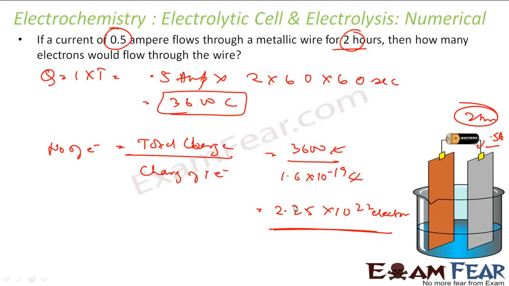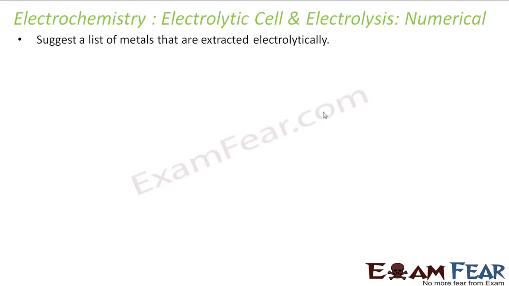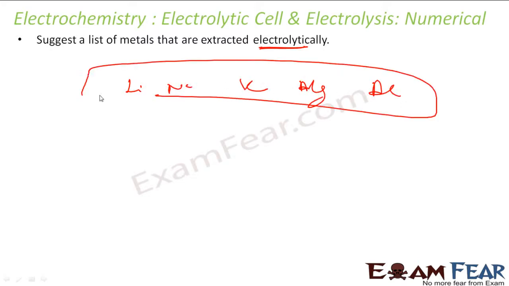Huge number, right? The next question is suggest a list of metals that are extracted electrolytically. As I've told, lithium, sodium, potassium, magnesium, aluminium, they are the metals. They are, in fact, copper. They are extracted electrolytically. Why? Because it is difficult to reduce them using chemical processes. So an electrical process is used to reduce them.